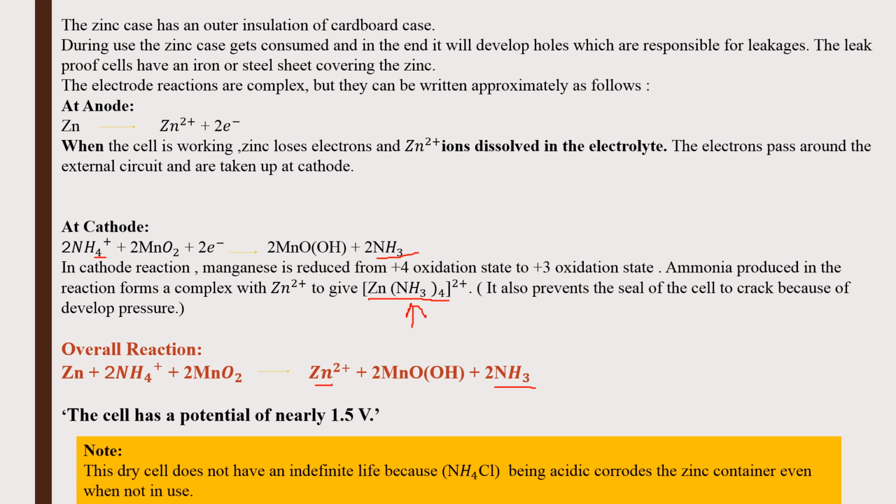And this dry cell does not have an indefinite life because NH4Cl being acidic corrodes the zinc container even when not in use. As we are using ammonium chloride as an electrolyte, which is in moist form in the dry cell, this ammonium chloride being acidic can corrode the zinc container even when the cell is not in use. As you have seen, the cell itself ends after some time without any use. Why is it so? Due to the presence of that moist ammonium chloride which corrodes the zinc container, the cell gets ended even when it is not in use.